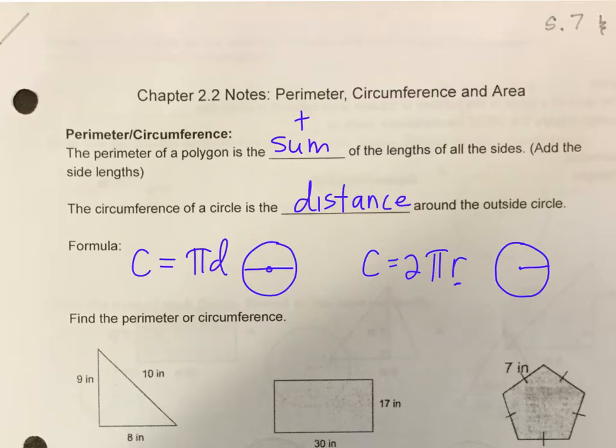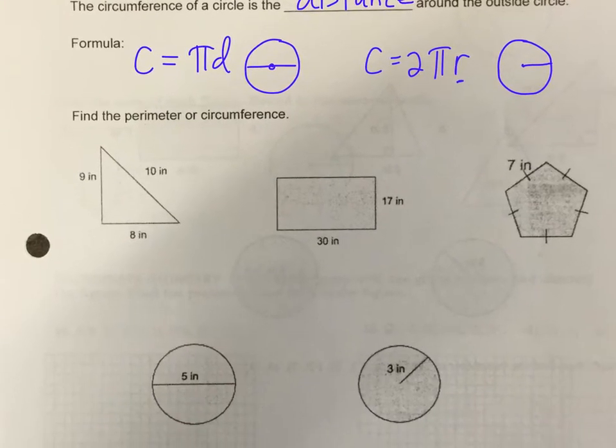So let's look at this first triangle and figure out its perimeter. All we do is add all the sides. 8 plus 9 plus 10 gives you 27 inches. For the perimeter of this rectangle, I know that this side's 30 and this side's 17. So I just say 30 plus 17 plus 30 plus 17, and that gives me 94 inches.